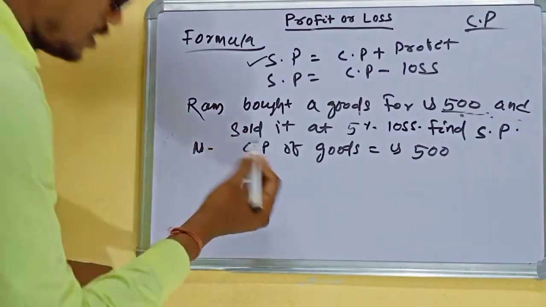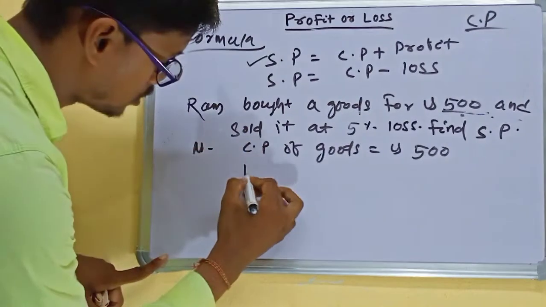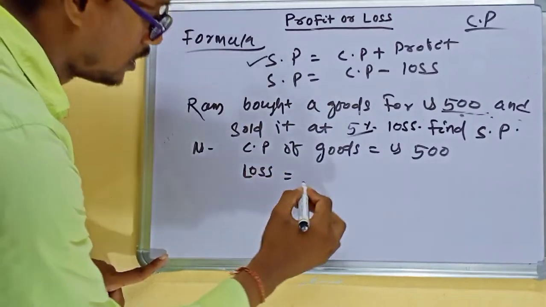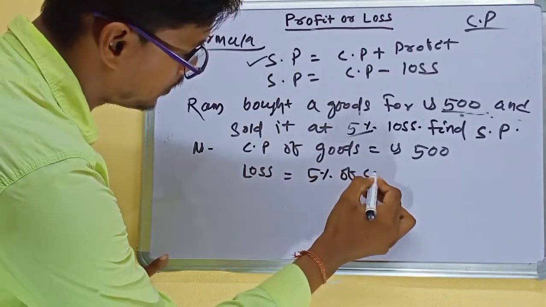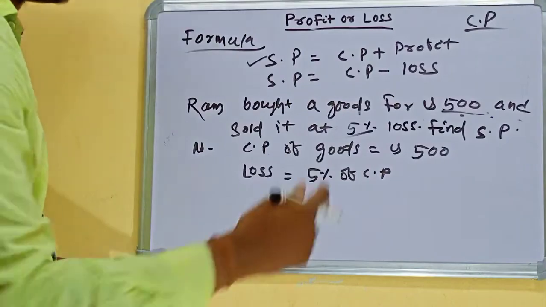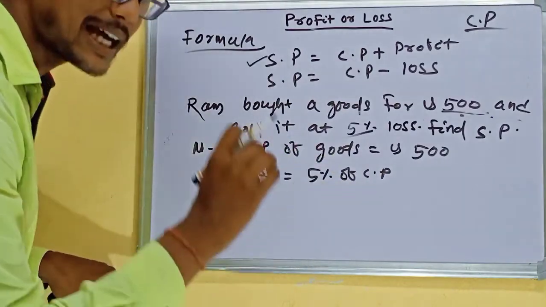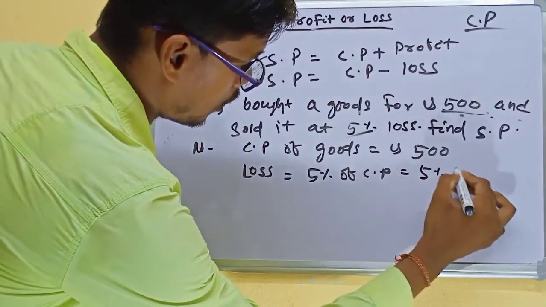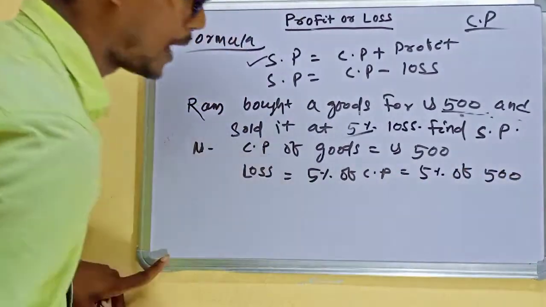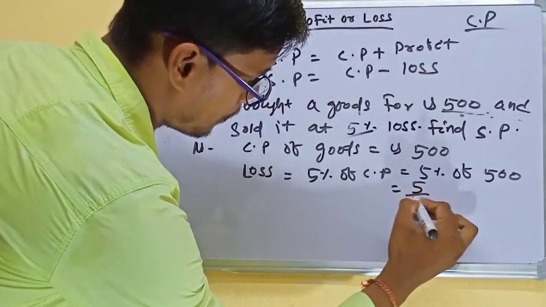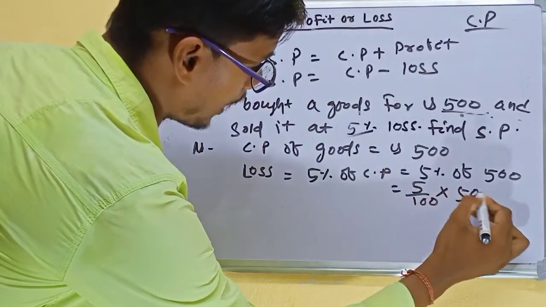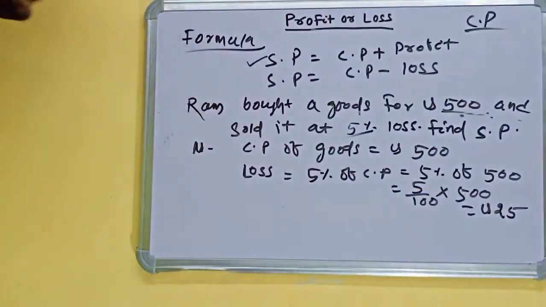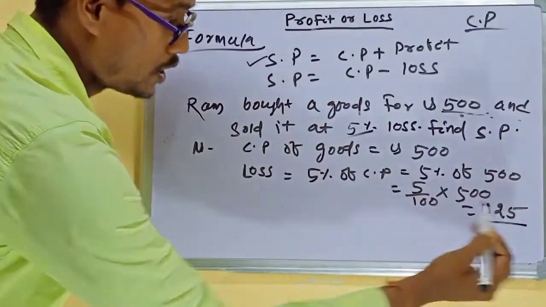Next we calculate the loss amount. Here loss is 5% of CP, because percentage of loss or profit is always calculated on cost price. So 5% of 500 is 5 by 100 into 500, which is rupees 25. Here the loss is rupees 25.